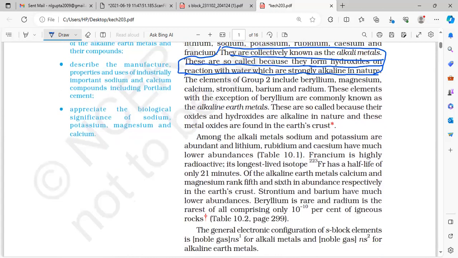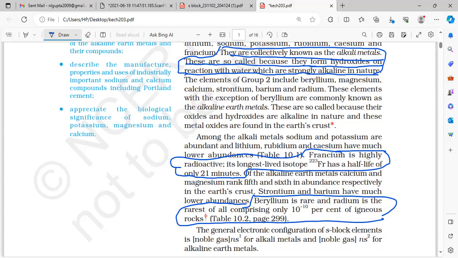Francium is highly radioactive. Its longest-lived isotope has a half-life of 21 minutes. These database questions are important. Beryllium is rare, and radium is the rarest of all, comprising only 10 to the power minus 10 percent in igneous rocks.